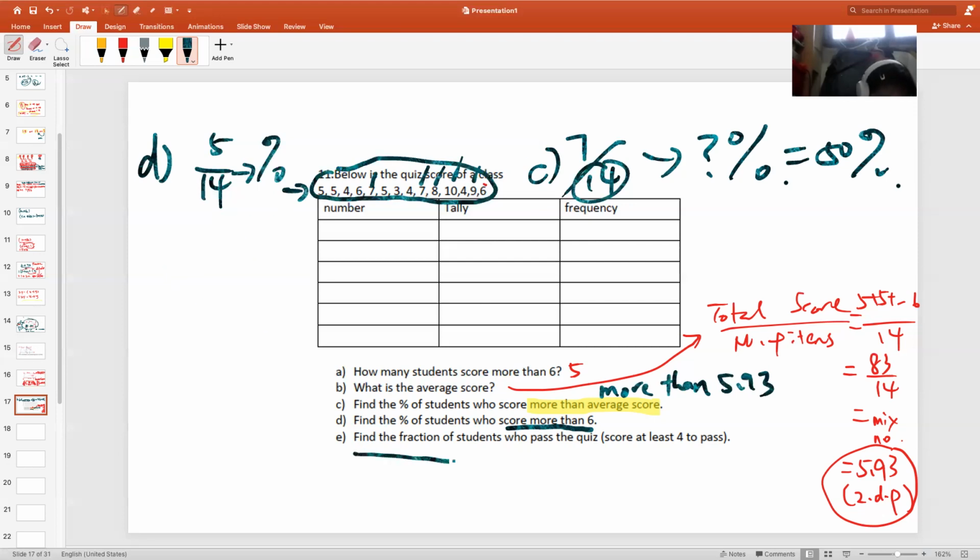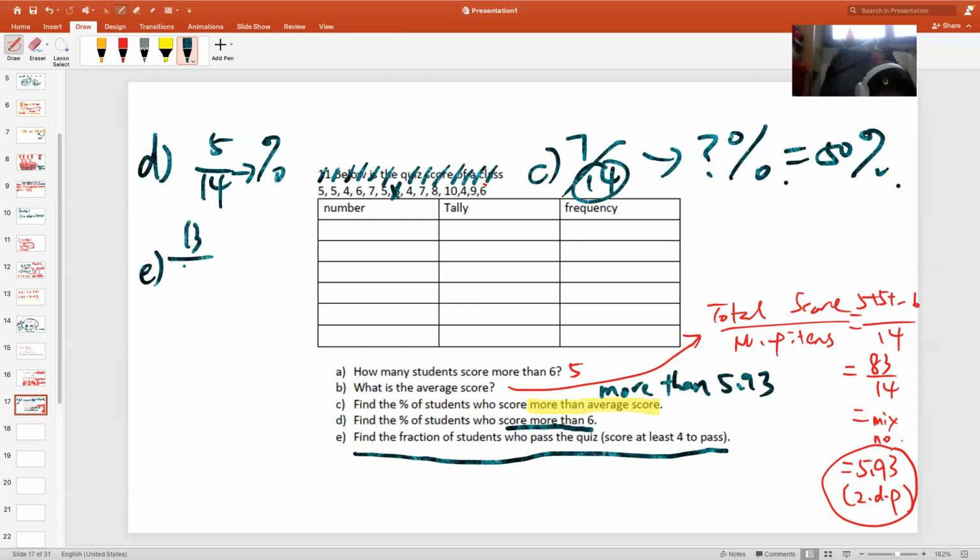Find the fraction of students who pass the quiz, score at least 4. Come back to the question. At least 4 means 4 is included or not included? At least 4, yes, it's included. So 5, okay. 5, okay. 4, okay. 6, okay. 7, okay. 5, okay. 3, not okay. 4, okay. 7, 8, 10, 4, 9, 6. So how many? 1, 2, 3, 4, 5, 6, 7, 8, 9, 10, 11, 12, 13. How many numbers are here? 14. Very good. So this is the fraction.